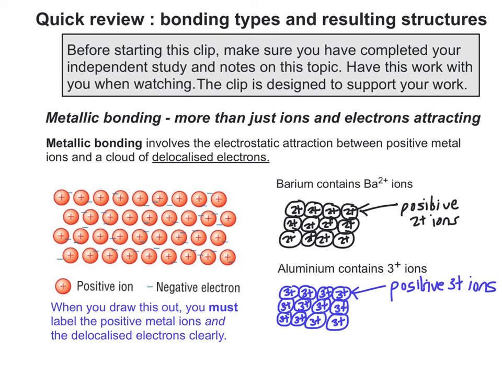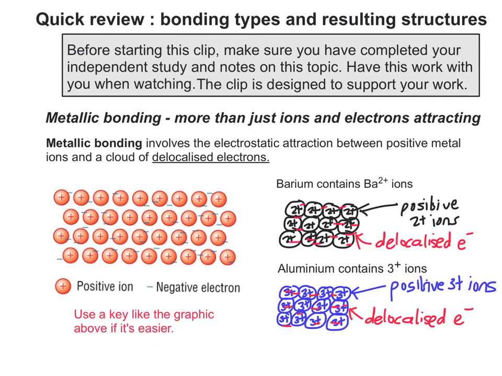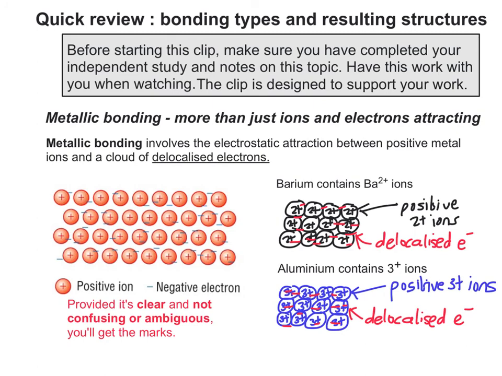So not forgetting our electrons. You can either label them directly like I've done, or you can use a key like the graphic shows. It doesn't really matter which way around you do it so long as it's clear. So remember, when you do this in an exam or test, or even a homework, provided it's clear and not confusing, the marker or the examiner will award you the marks that are on offer.